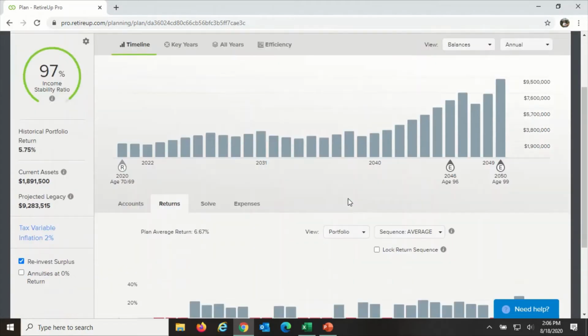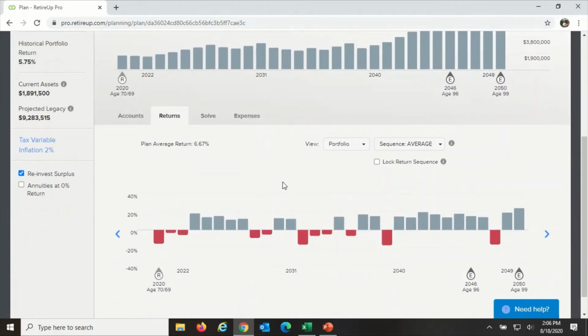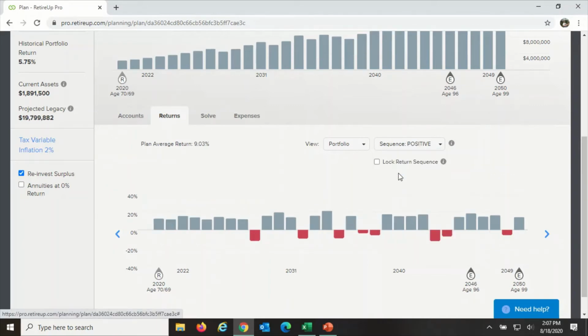Now, within this scenario, we can start taking a look at different factors as well. We're looking currently at an average market sequence, meaning what if the majority of the years are positive with a few negative years in there? So that's the sequence that we're looking at. But we can also change it to say, what if the markets are more bullish and much more positive than what we were just showing in the average sequence?